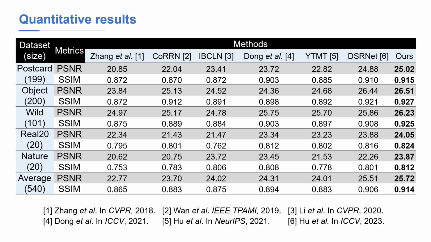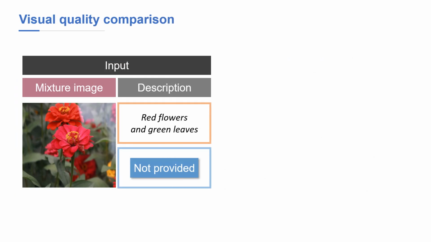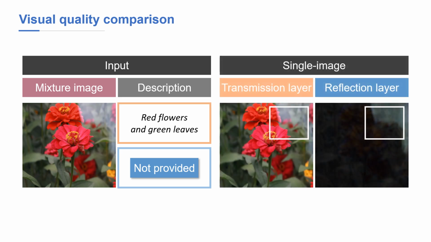We conduct experiments to validate the effectiveness of the proposed method. As shown in the last column of the table, our quantitative results of transmission recovery validate the generalization capacity of our method and the effectiveness of language descriptions. Here are the qualitative results. We first show results generated by a state-of-the-art single image reflection removal method. And then we show results from the proposed language-guided method, which better separates the white reflections in this example.